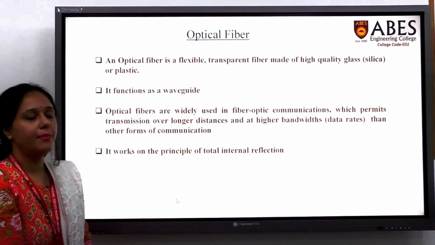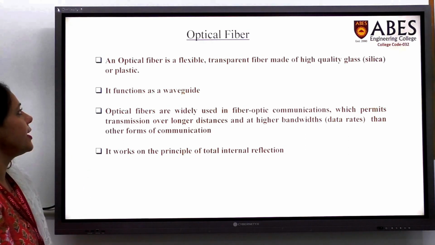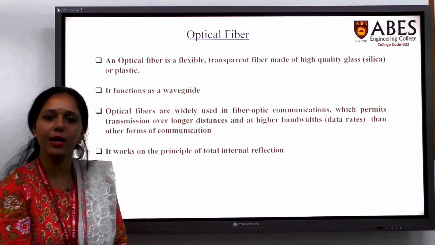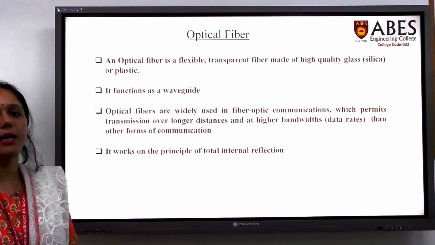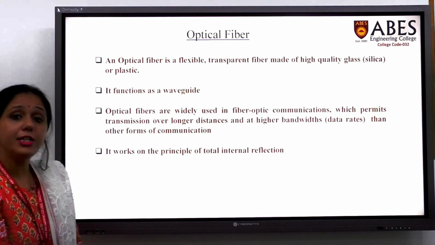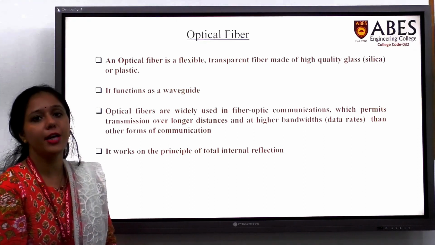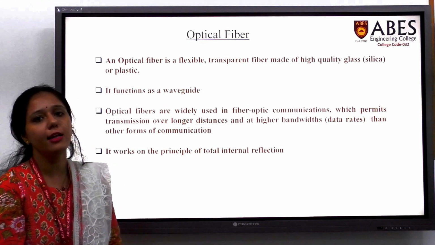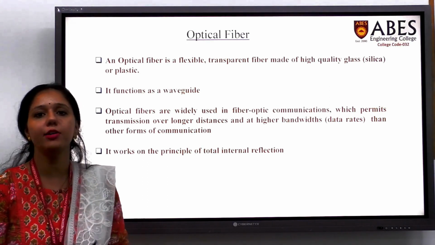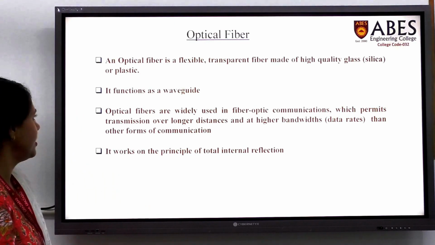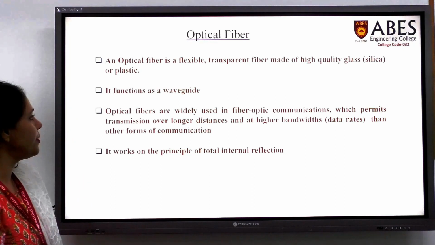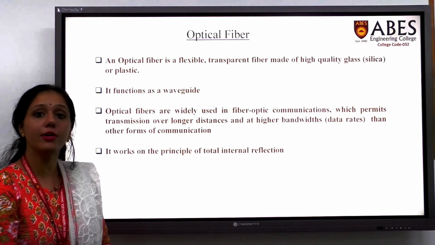What is optical fiber? An optical fiber is a flexible, transparent fiber made of glass. It can be made of glass, it can be made of silica, and it is slightly thicker than our hair. It functions as a waveguide, meaning it is a very good way of communication. It helps with data transmission from one end of the optical fiber to the other end. Then it is widely used for fiber optic communication, which permits data transmission over long distances.